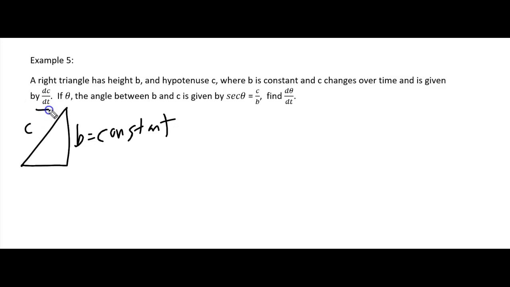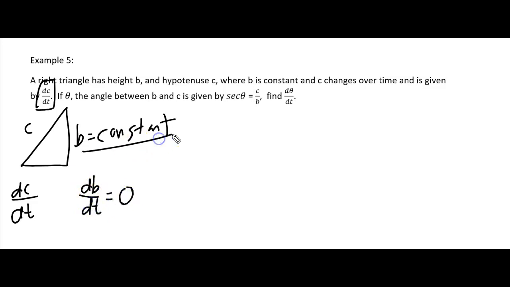And we have this c is changing, and its rate is represented by dc dt. Now that's kind of why it's important, because the rate of change of c is dc dt. The rate of change of b, though, since b is a constant, is 0. So that's why it's important to identify that b is a constant. That's an important element for you guys to pay attention to for this problem.